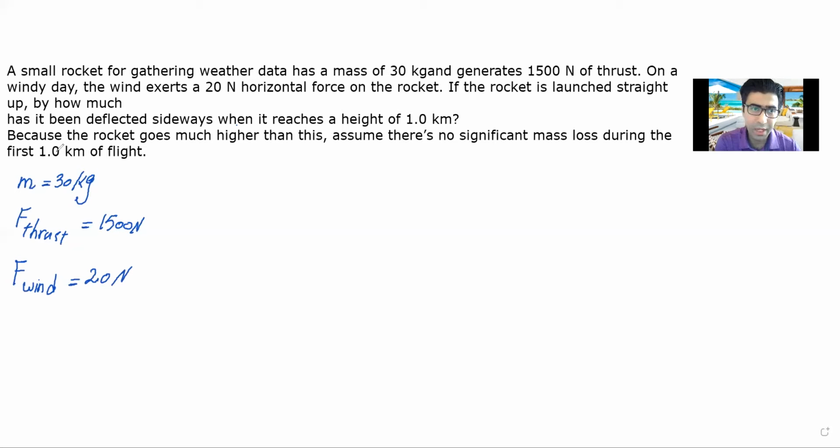And then we know that the final height is 1 kilometer, which is 1,000 meters. So Y final equals 1,000 meters. We know that the rocket started launching from the origin, so I have X initial equals Y initial equals 0 meters. And also we know that X final is the deflection that I'm looking for. So this is what I'm looking for. So as you can see here, I have all given information from the question and also what I'm looking for.